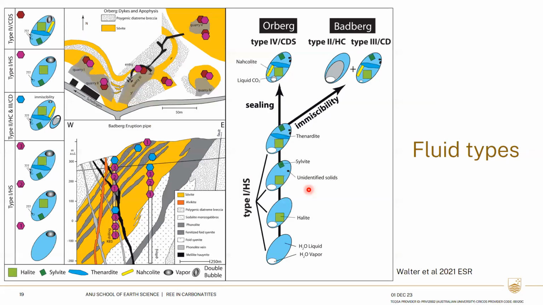Fluids in carbonatites are very complex. So here's a wonderful review of fluid types you find in carbonatites. You have type 1, type 2, type 3, type 4. Some of them are dense, some of them are not as dense. You can have all kinds of processes leading to all of them.